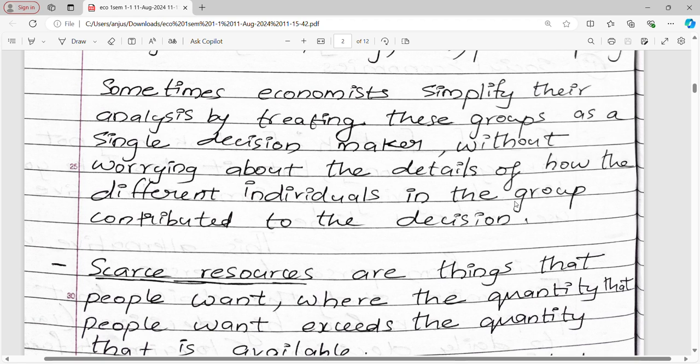Okay, some may have contributed much more. In a firm, some workers may have contributed only little, or for some days only they might have come for work. Some might have completed the 10 out of 10 part of their job. So that is it. As a symbol, they are considered as a single decision maker.